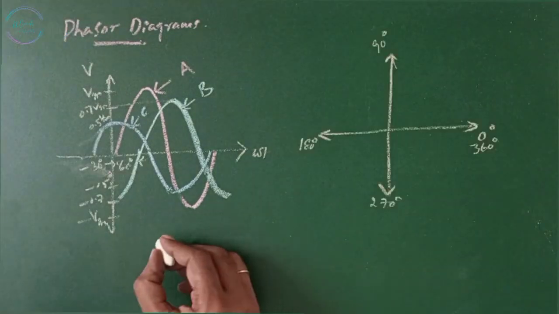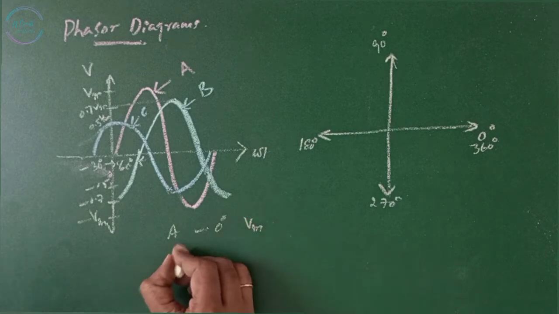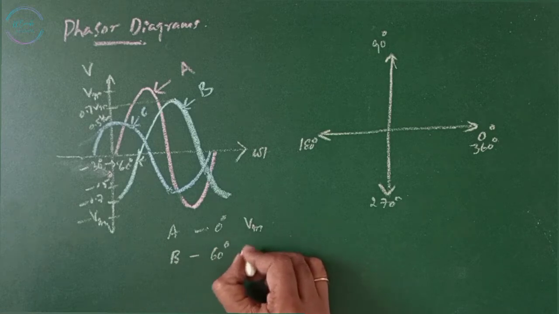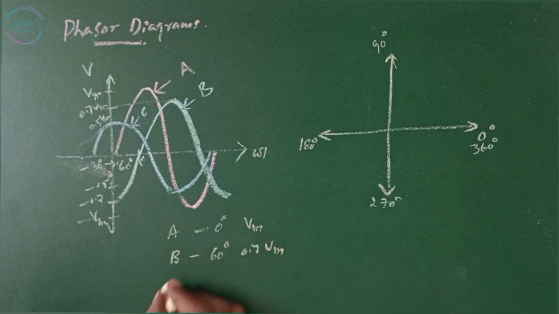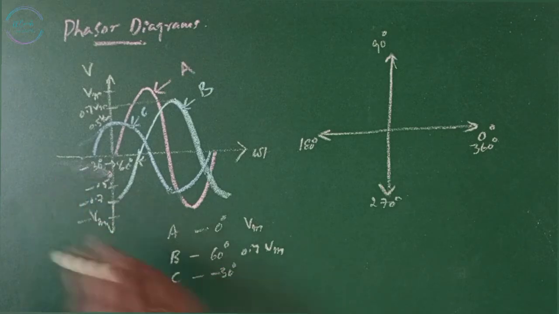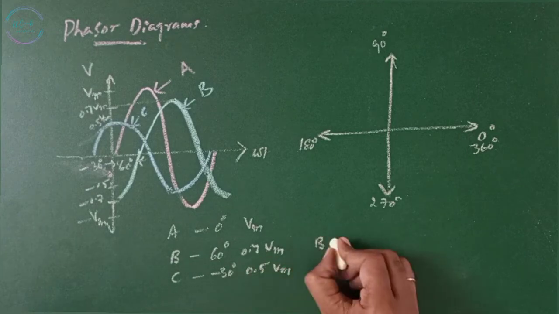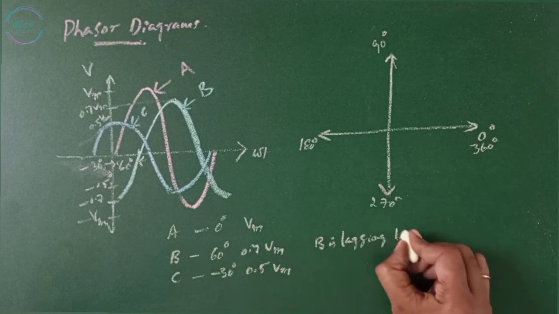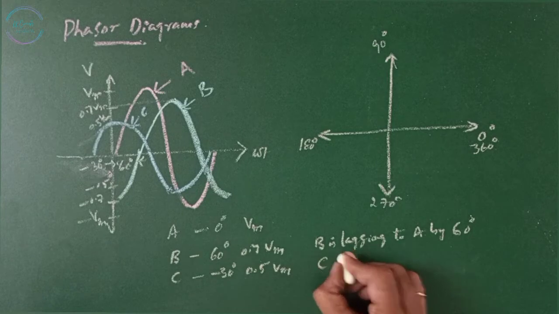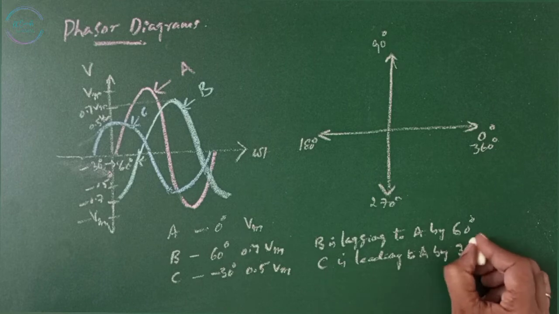Now, you can observe waveform A is starting at 0 degrees and having the maximum value of Vm. And the waveform B is starting at 60 degrees and having the maximum value of 0.7 Vm. And the waveform C is starting at minus 30 degrees here and having the magnitude of 0.5 Vm. The B is lagging A by 60 degrees, whereas C is leading A by 30 degrees.